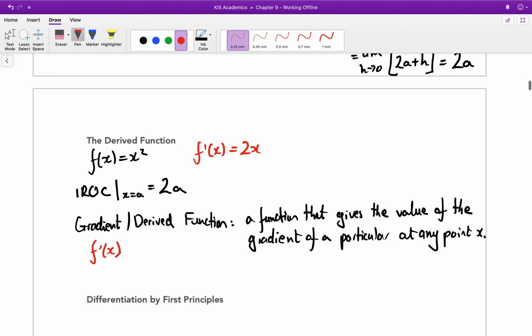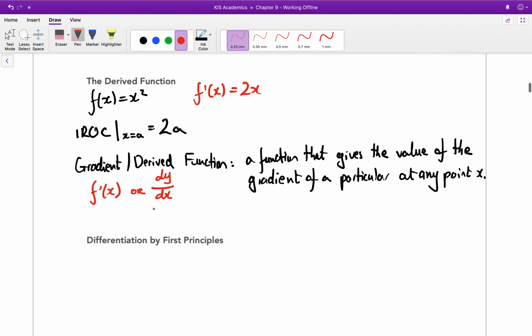We can use f dash of x to notate that. We can also use dy over dx. So these two mean the same thing. And we use dy/dx when we start off with a function y equals f of x. So y is being used to define our function, and then dy/dx is what we call the gradient function. We use f dash of x when we're given f of x equals blah, blah, blah, and then our derived function is f dash of x.